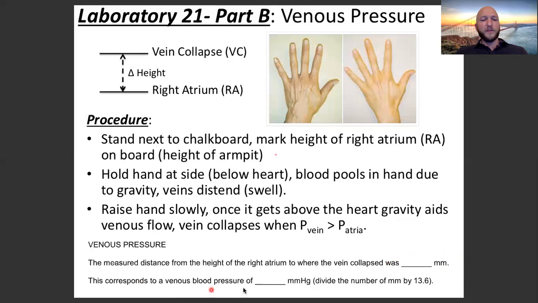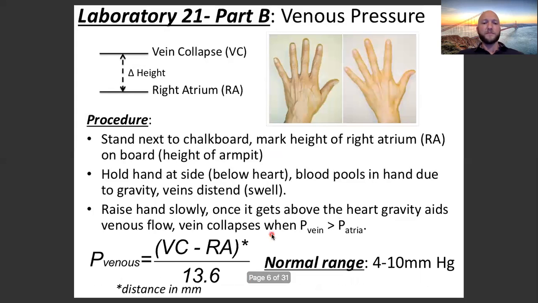This corresponds to a venous pressure of blank millimeters of mercury. So divide this number, the number that you get in millimeters, the difference between the right atrium and where your veins collapse, divide that by 13.6, and you'll get the pressure of your venous system. So venous pressure is equal to VC, that's venous collapse, minus right atrium. These measurements are from the floor. So from the floor to where your veins collapse, and then from the floor to your right atrium. So really it's the difference between those two, divided by 13.6. So make sure it's in millimeters.